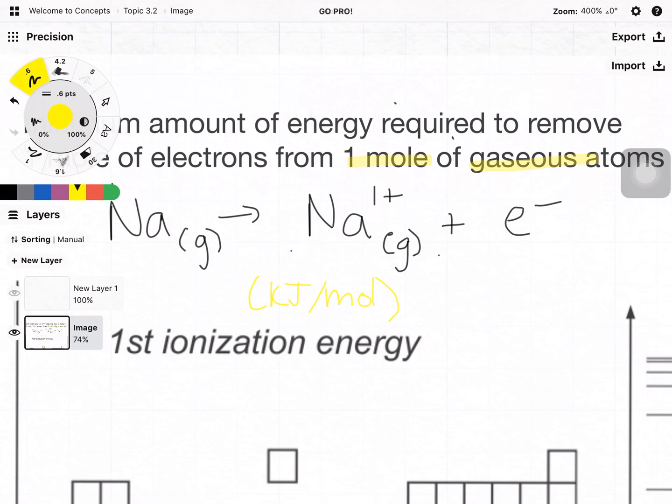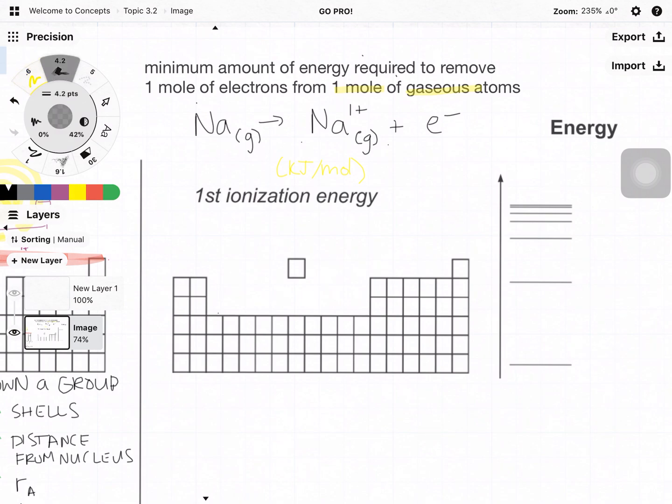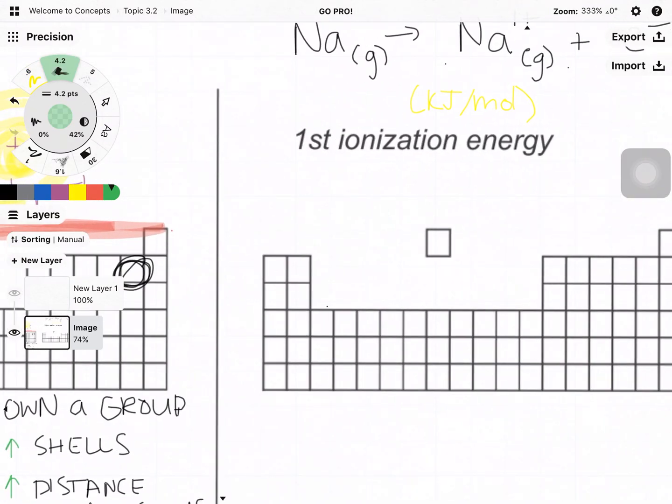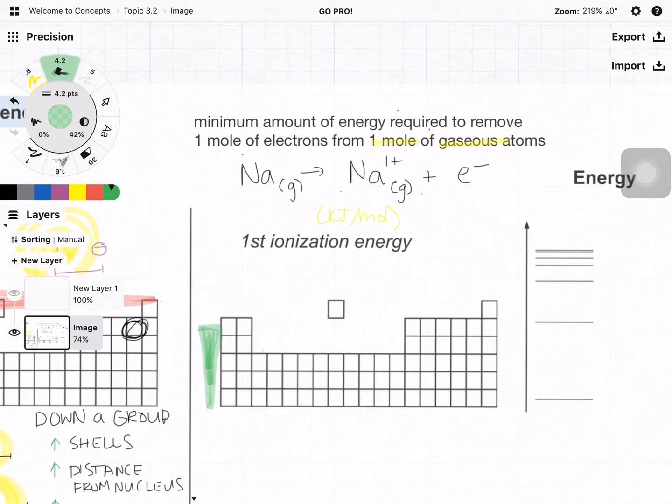So let's take a look at what happens in the periodic table as we go down a group and across a period. As we go down a group, my ionization energy decreases. I need less energy to remove an electron from these gaseous elements as we go down a group. As we go across a period, my first ionization energy increases. I need more energy to remove an electron as we go from left to right. Okay, let's think about why this might be.